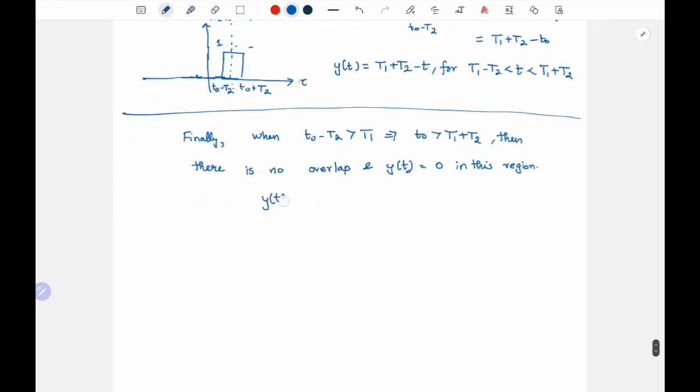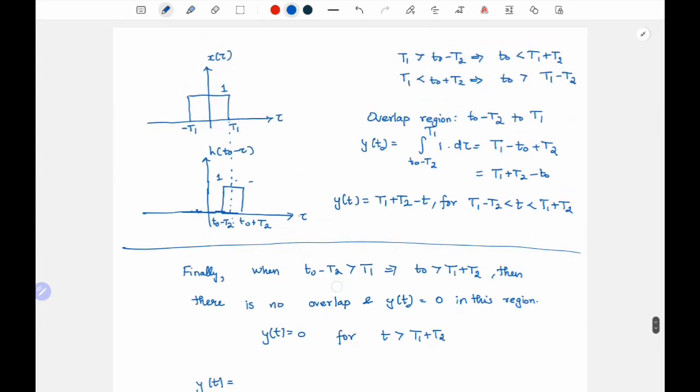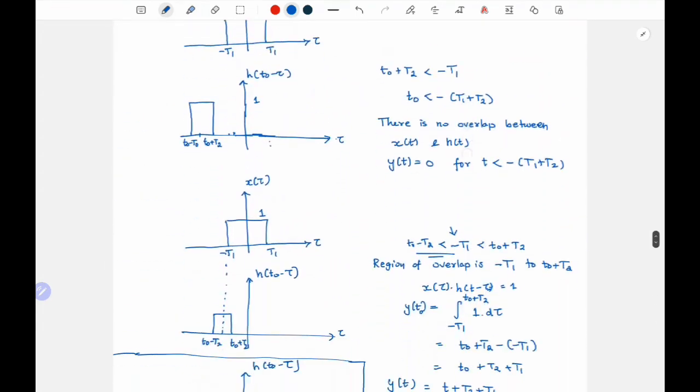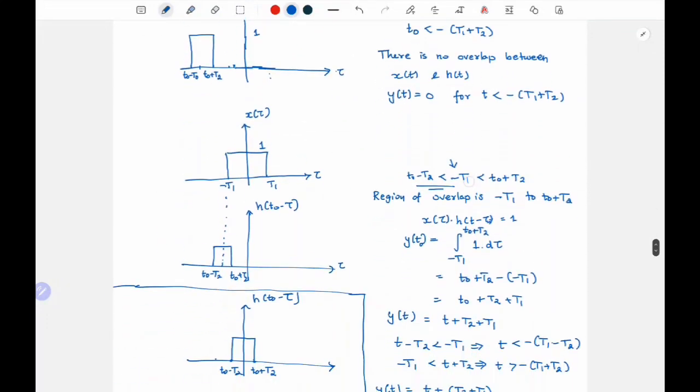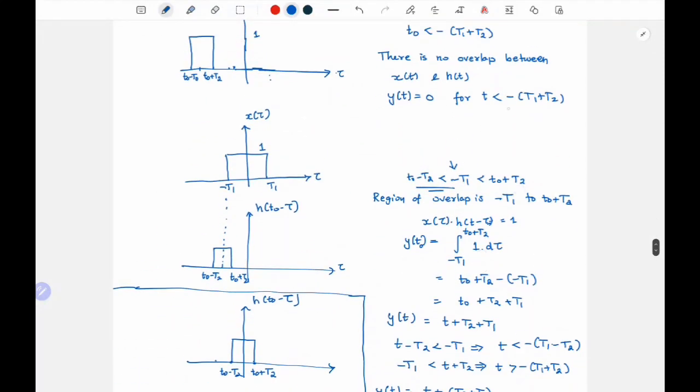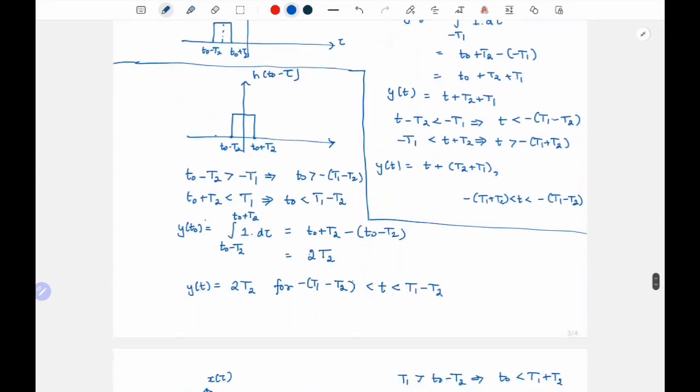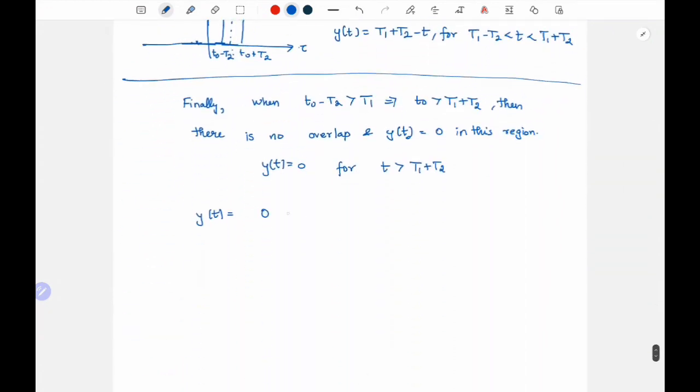So y of t equal to 0 for t greater than t1 plus t2. So now let's just consolidate all the definitions. First, what did we have here? y of t equal to 0 for t less than minus of t1 plus t2.